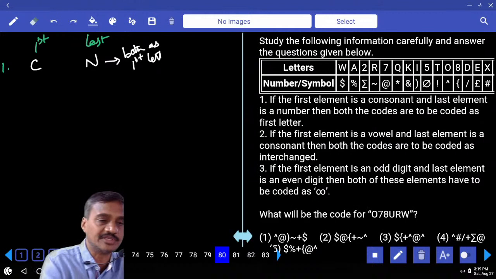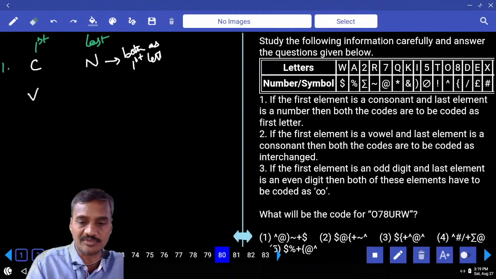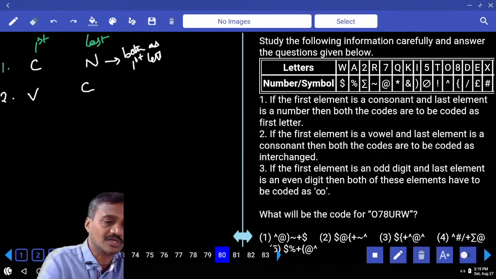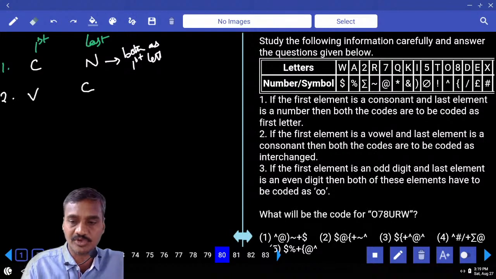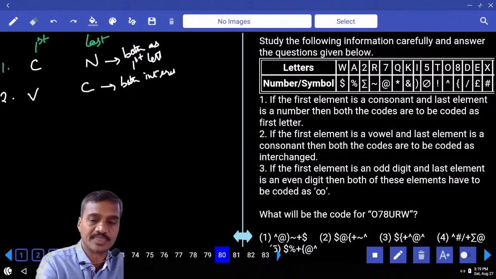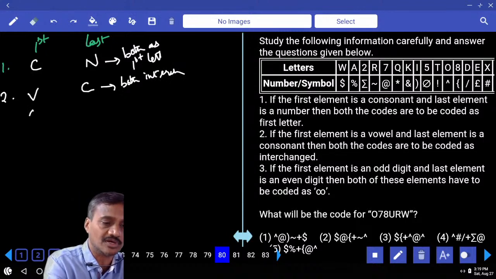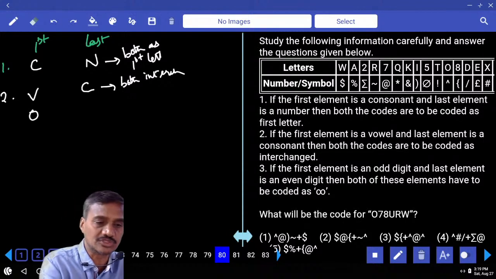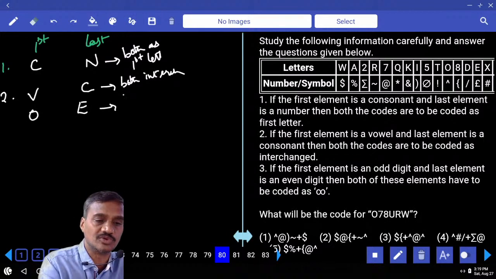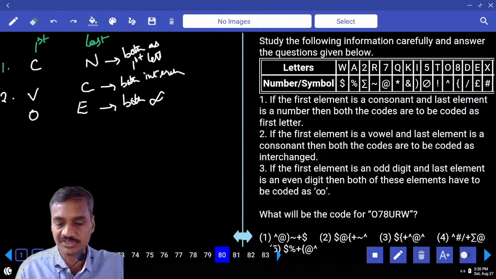And if the first element is vowel and the last element is consonant, then both must be interchanged. Okay? Interchange the codes of these two. And if the first element is odd and the last element is even, odd and even, then both of these elements are to be coded as this symbol, both as this symbol.